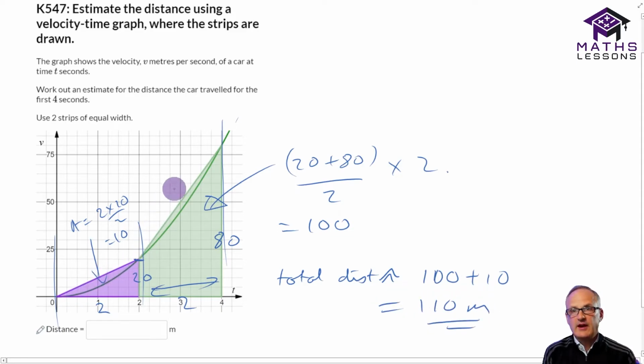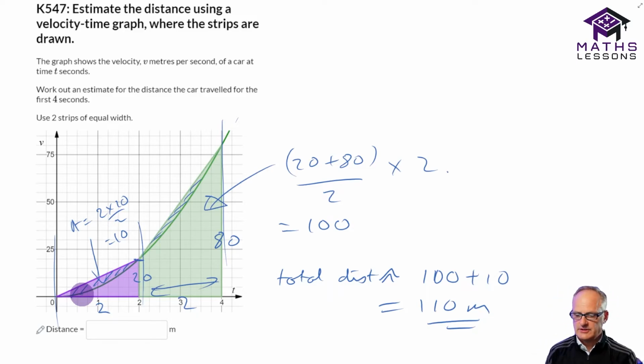And we can see that our estimate of the area is actually going to be slightly too much, because we've got this little bit here that's too much, and this little bit is too much. So if the question asks you if you're overestimating or underestimating, look at the area between the curve and the trapeziums and triangles you've drawn, and you will see whether you are overestimating or underestimating.